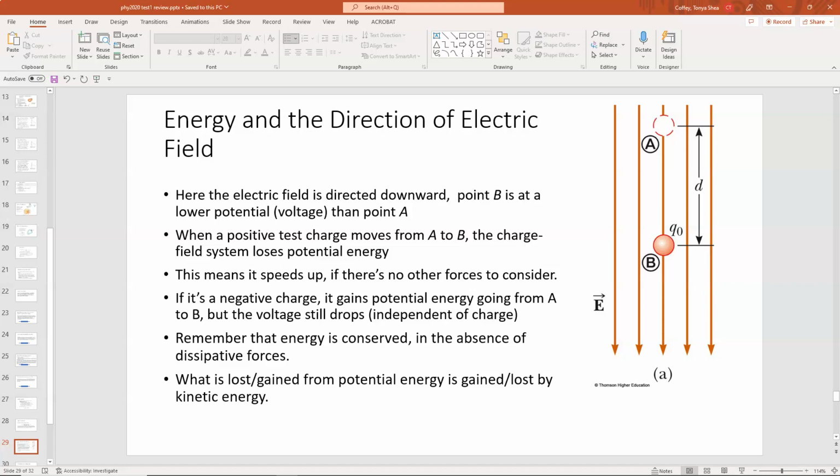Now, if you have a positive test charge moving from A to B, then that's the direction that the charge wants to go. Positive charges want to move downstream on electric field lines. Negative charges want to move upstream. So a negative charge would want to move from B to A, in other words. All right. Now, if you place the positive charge at A and let it go, there'll be a force on it that points in the direction of the electric field, and it would move it to B.